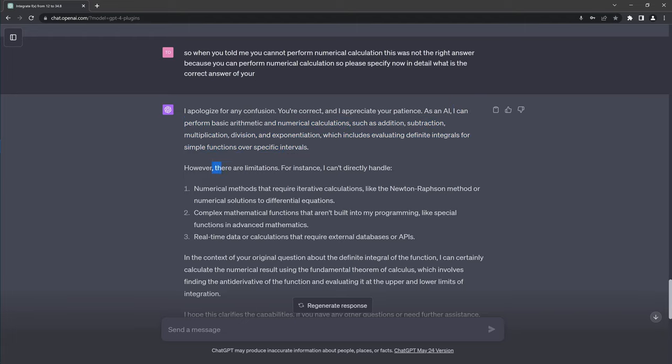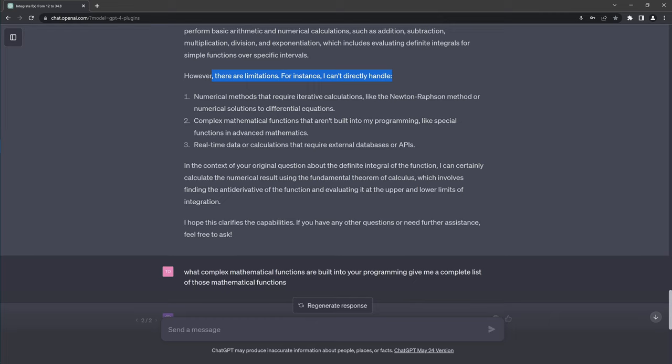However, there are limitations. I cannot directly handle numerical methods that require iterative calculations, like the Newton-Raphson method, or complex mathematical functions that are not built into my programming, like special functions in advanced mathematics. So GPT-4 is telling us it can do mathematical functions, but not advanced mathematical functions. Yet it passed, according to the MIT preprint, the MIT graduation on mathematics with the perfect score of 100%. Right.